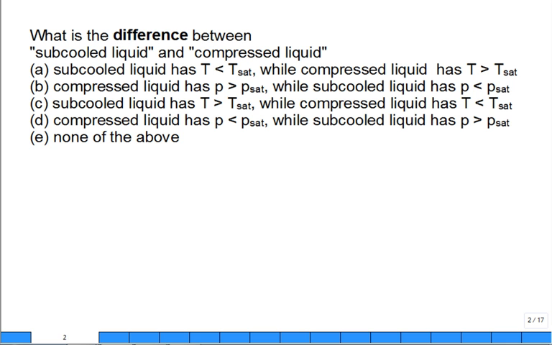Answer A, subcooled liquid has a temperature less than the saturation temperature, while compressed liquid has a temperature greater than the saturation temperature. Or answer B, and then I'll let you read those, okay? So you have right at a minute. What is the difference between subcooled liquid and compressed liquid? All right, getting down to the end here. This is one of those tough questions. What was going through your mind? Were you using a diagram to help you answer that question?